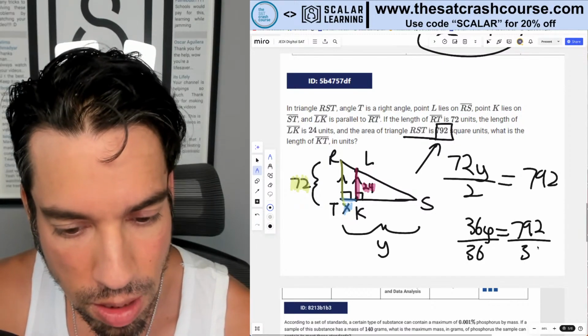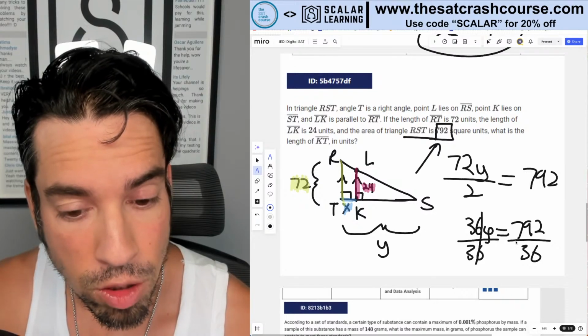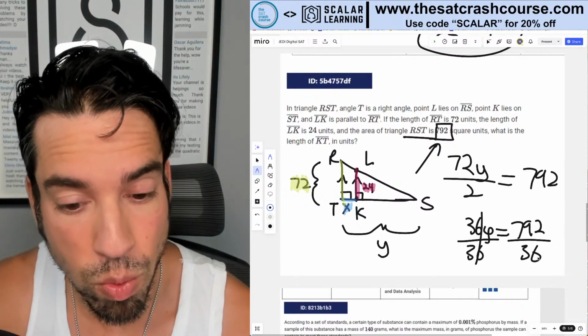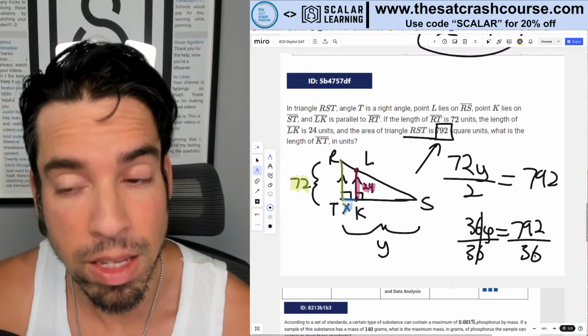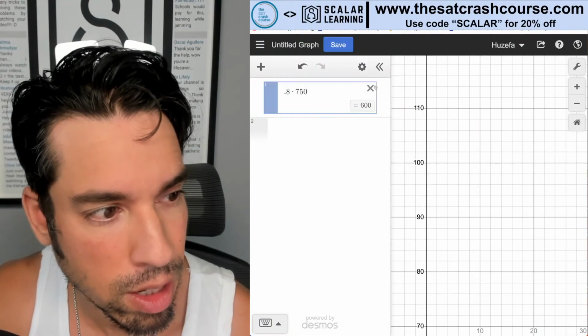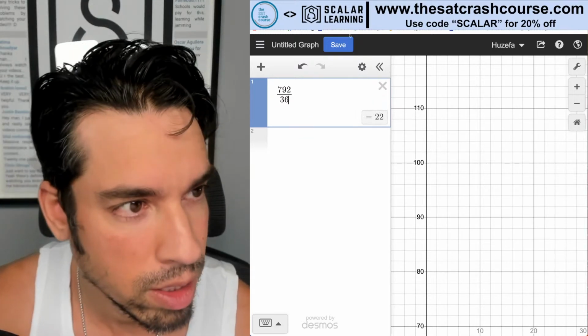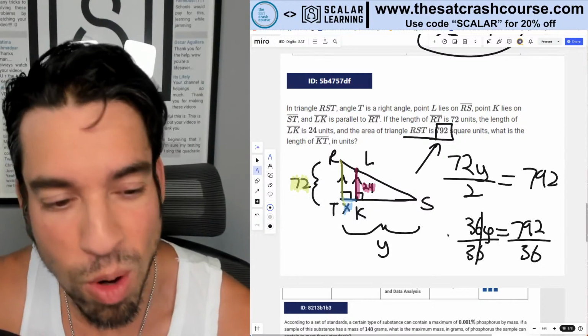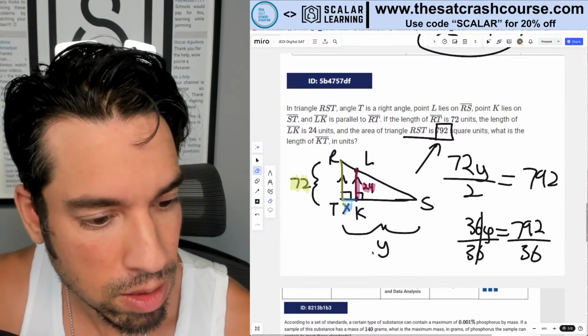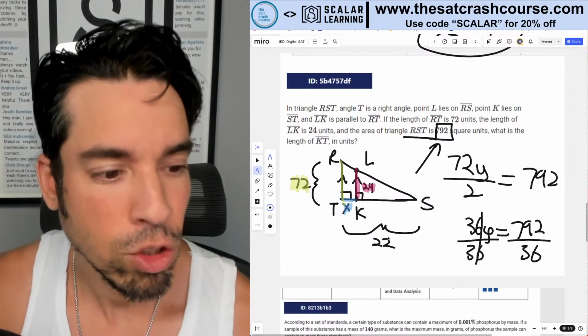Let me see if I can do this in my head. 36 times 20, we get 720. And then another 2 is 36, so 22 it should be. Let's double check that. Just good brain exercise to try and guess it. All right, so 22. But obviously, you'd want to verify on the day of the test, so even when you're practicing. Okay, so we got 22 now.